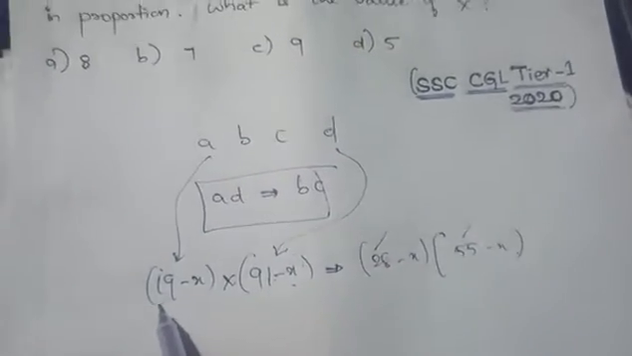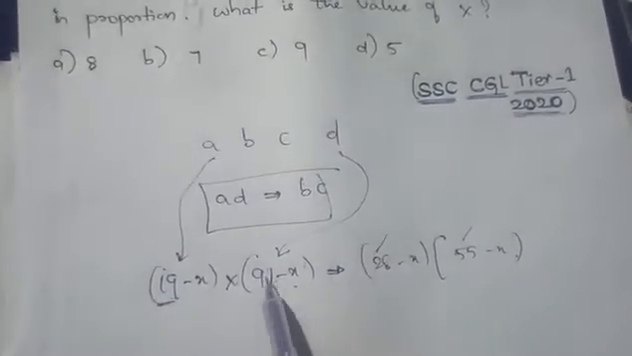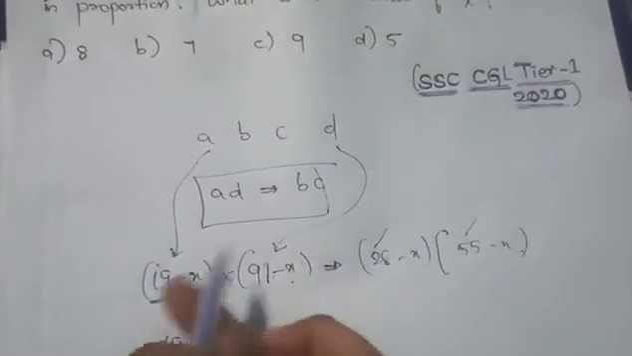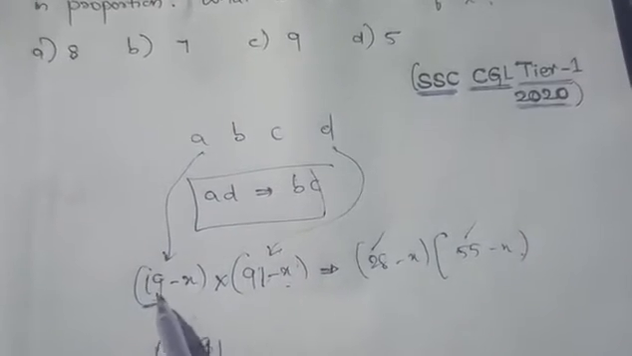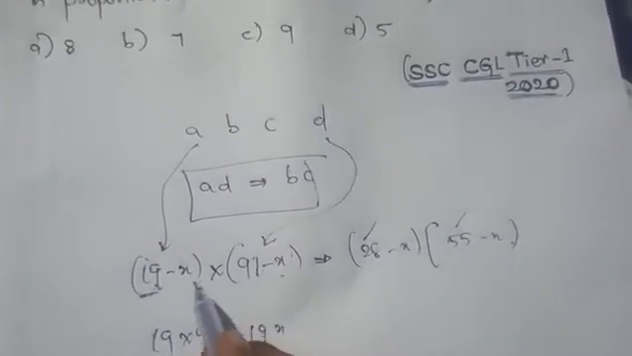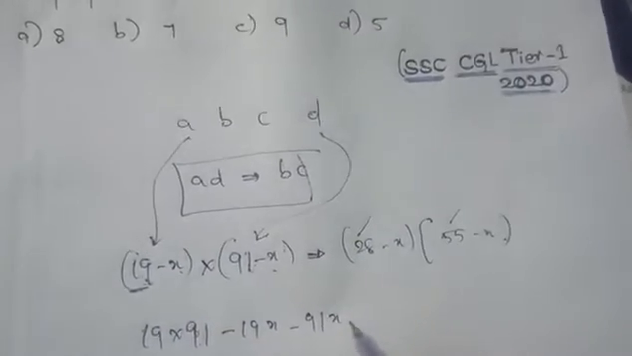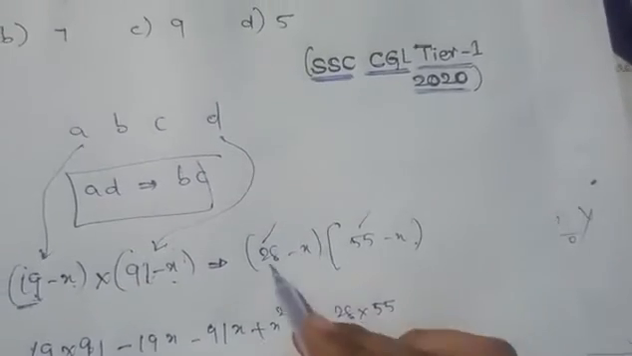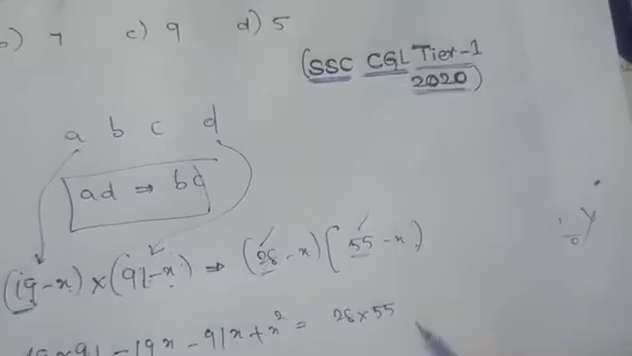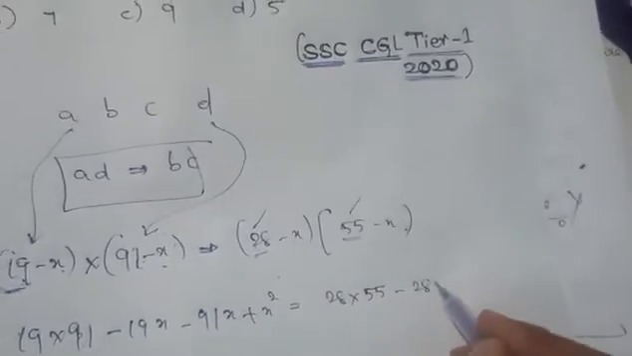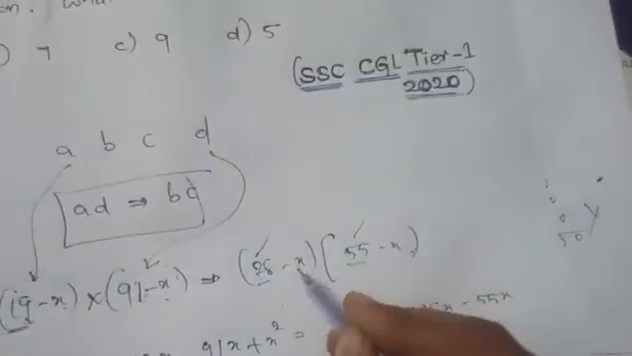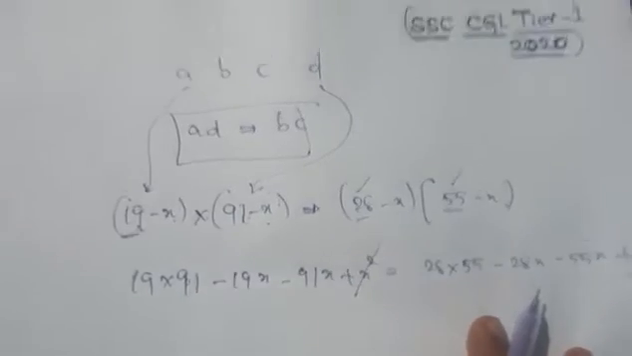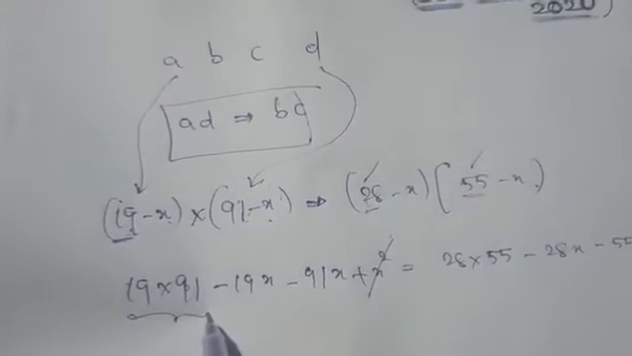But no need to calculate, multiply 19 into 91. It will take a lot of time. You just keep it like this, 19 into 91. Okay, you just open the bracket and cross multiply. Multiply 19 into minus x, minus 19x, again minus 91x plus x square is equal to 28 into 55. Just keep it like this only. You need not multiply the whole thing. And 28 into minus x, minus 28x, minus 55x, again plus x square. The x square here gets cancelled. Okay, and for the remaining, I will just go by the last digit method.